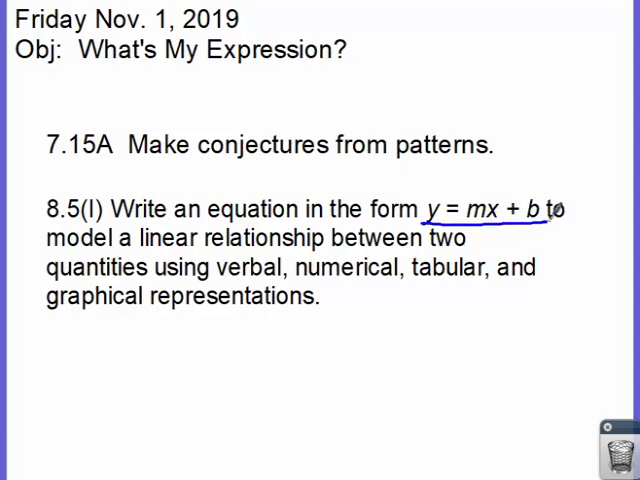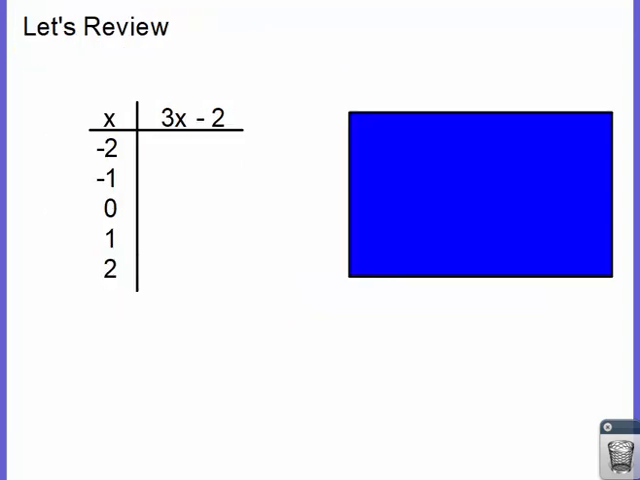Okay, to model a linear relationship between two quantities using verbal, which is the reading and writing of expressions, and the model. Numerical, which is we take our verbal and we translate it into an expression. Tabular, this is our t-chart, and then we graph it, a graphical representation. So let's talk about what we know about this t-chart. Okay, so that's what we're looking at today.